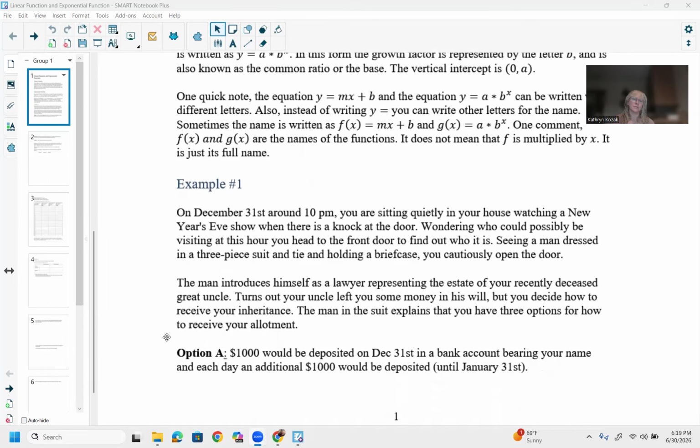So example 1. On December 31st at around 10 p.m., you are sitting quietly in your house watching a New Year's Eve show when there's a knock on the door. Wondering who could possibly be visiting at this hour, you head to the front door to find out who it is. Seeing a man dressed in a three-piece suit and tie and holding a briefcase, you cautiously open the door. The man introduces himself as a lawyer representing the estate of your recently deceased great-uncle. Turns out your uncle left you some money in his will, but you decide how to receive your inheritance. The man in the suit explains that there are three options for how to receive your allotment.